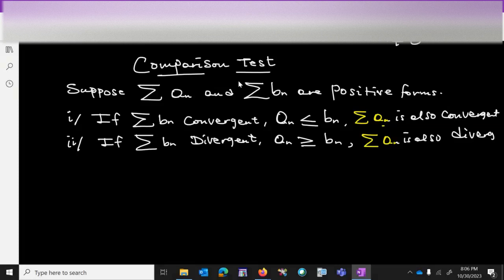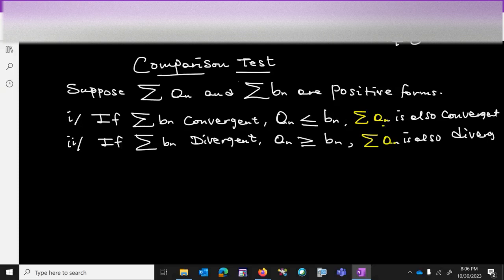I want to warn you about something. If you see anything different from what's written here, we cannot say anything. For example, if b sub n is convergent and instead of a sub n being less than b sub n, b sub n is less than a sub n, we cannot say anything about that. So let's focus on these two rules first.